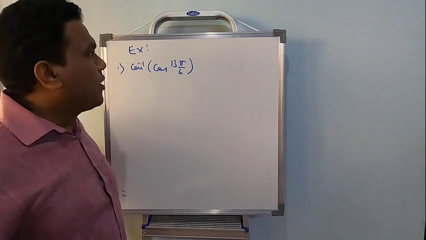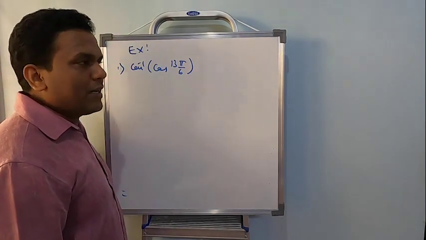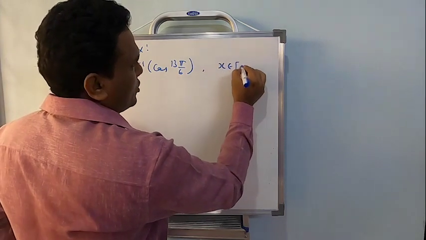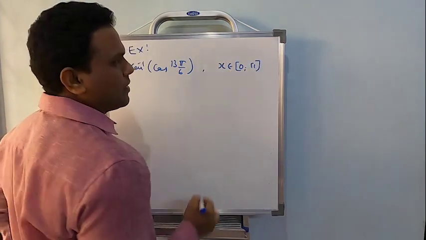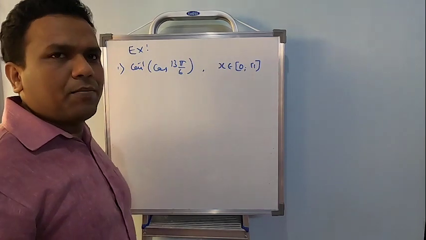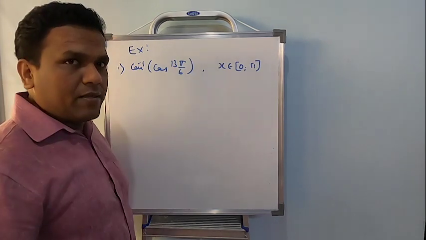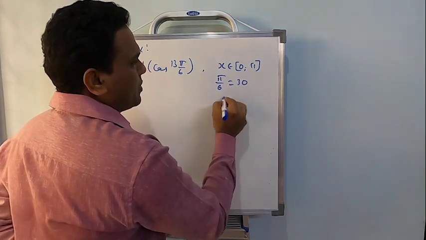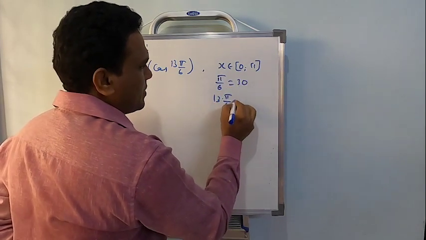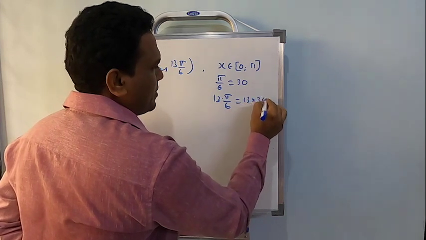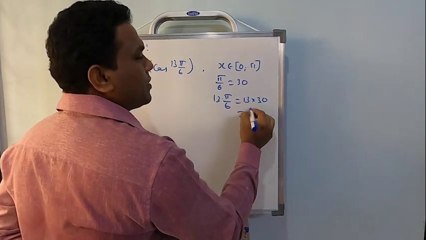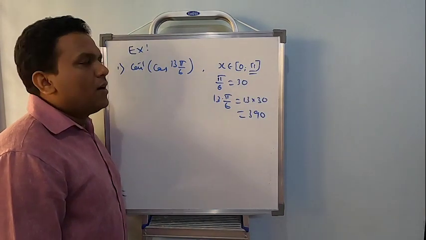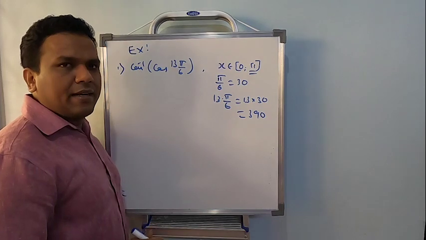Students, before you apply the property, just try to recollect what is the domain of cos. The domain of cos was x should be between the closed interval 0, pi, including 0, pi. But 13 pi by 6, approximately pi by 6 means 30 degrees. So 13 multiplied by 30, how much is that going to be? It's going to be 390, which is more than 180, correct? So let us reduce it below 180 and simplify.